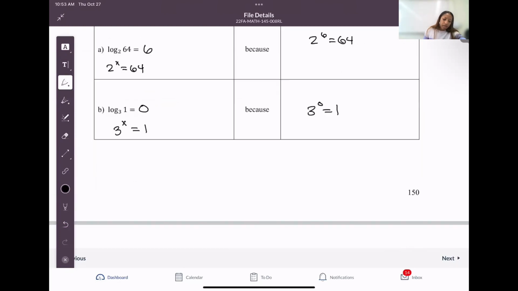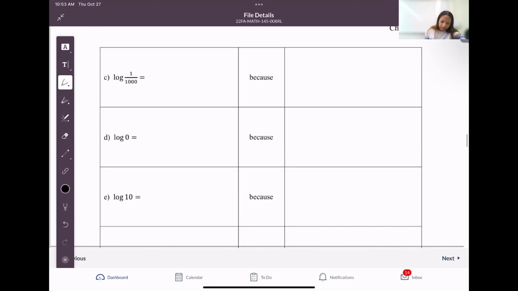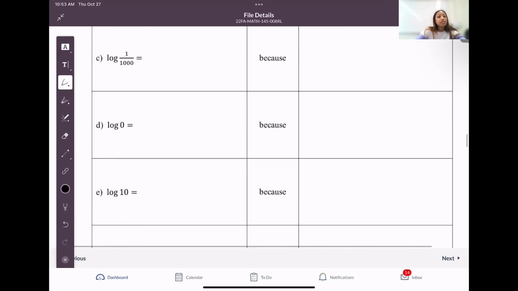All right, let's knock out the rest of these. Can't fit them all on one page, but that's okay. Oh, this is an interesting one. Part C, this is log of 1 over 1,000. Remember, log, there's no extra base written there, so we know that's base 10. This is asking 10 to what power equals 1 over 1,000?